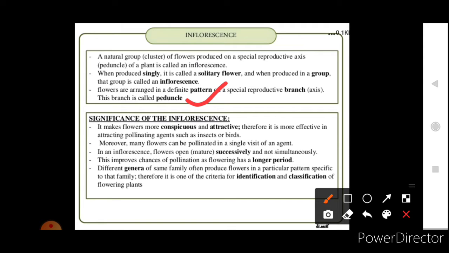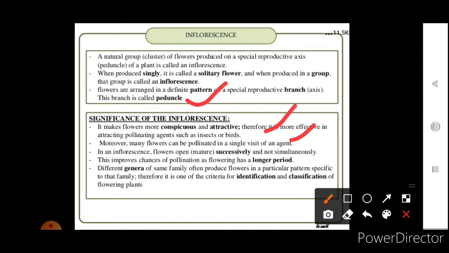It makes flowers more conspicuous, that is, visible and attractive. Therefore it is more effective in attracting pollinating agents such as insects or birds. Okay. Moreover, many flowers can be pollinated in a single visit of an agent. In an inflorescence, flowers open successively and not simultaneously.